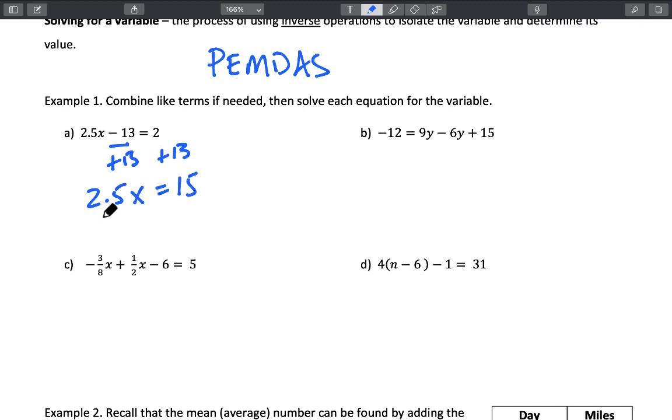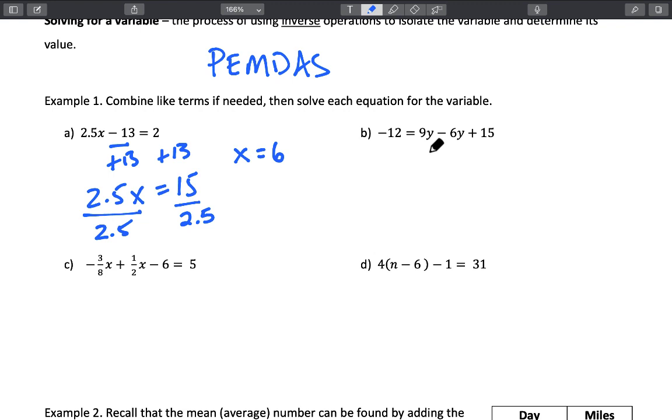Now I can undo the multiplication and division. Here I'm going to undo by division and divide 15 by 2.5, and that will give me an x value of 6. Again, we should plug that 6 back into x. 2.5 times 6 gives me 15. 15 minus 13 is equal to 2. So that checks out. Let's try example B.